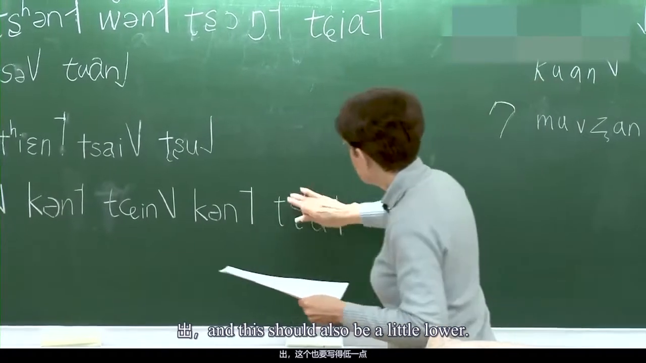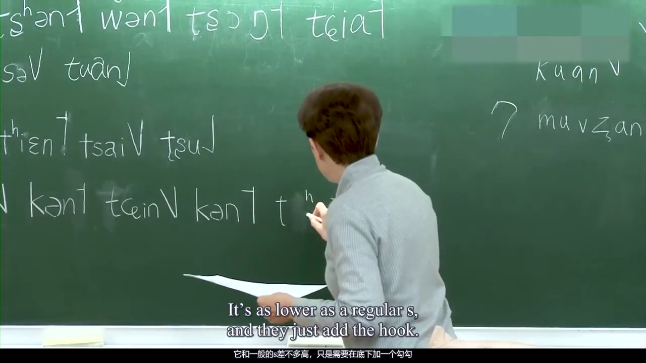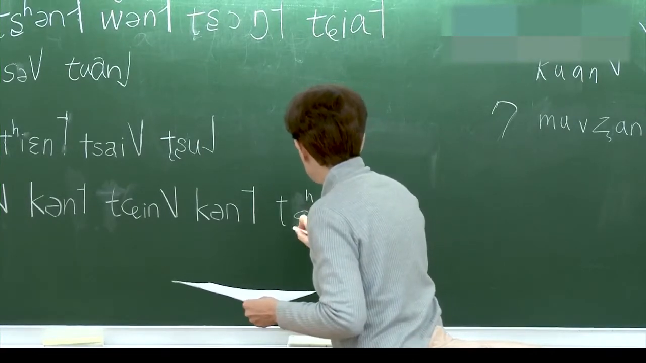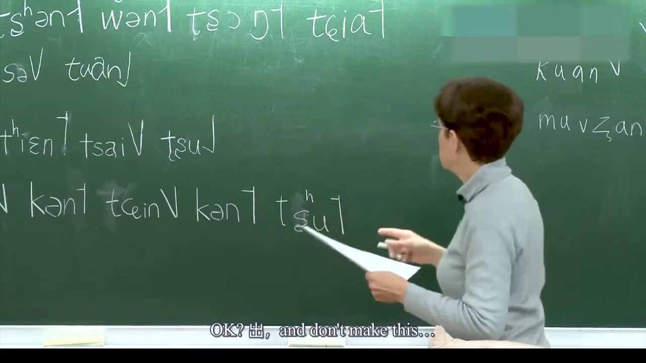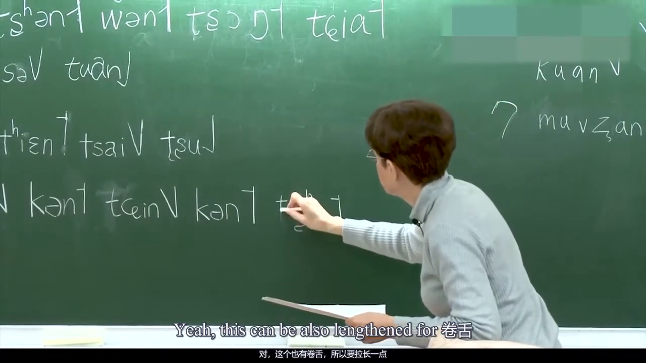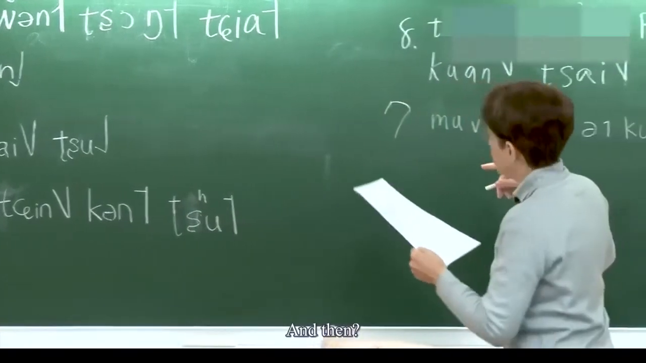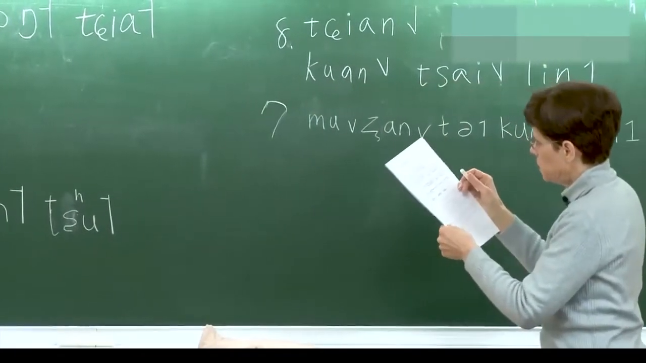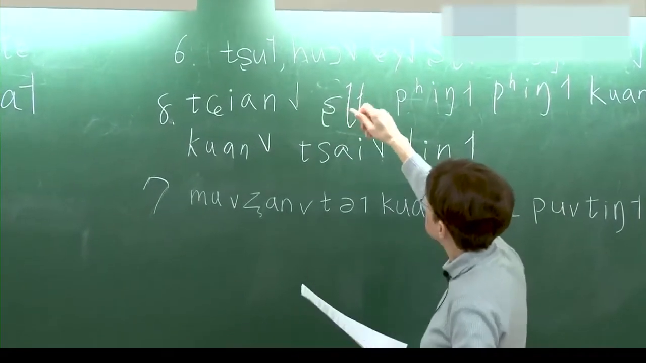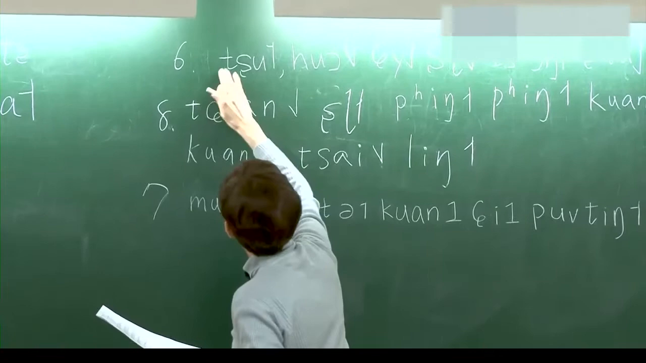Chu. And this should also be a little lower. It's as low as a regular S. And then just add the hook. Wow, it's a little too small. There we go. Okay. Chu. And don't make this, yeah, this can be also lengthened for 卷舌. And then, 或. Oh, this is the chu here. So let's finish.